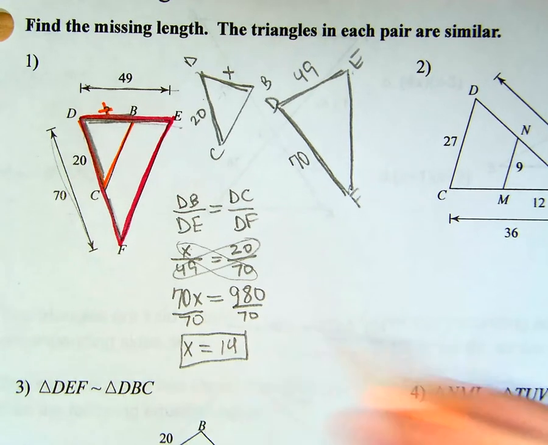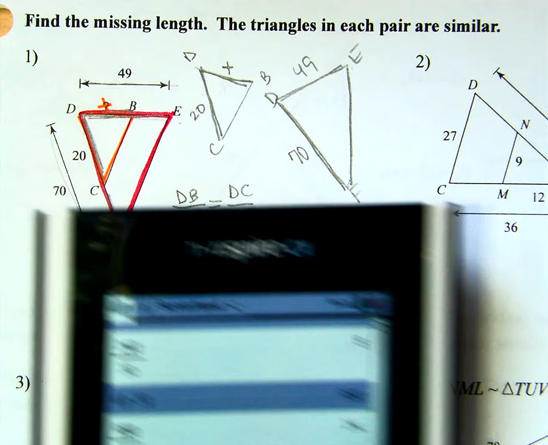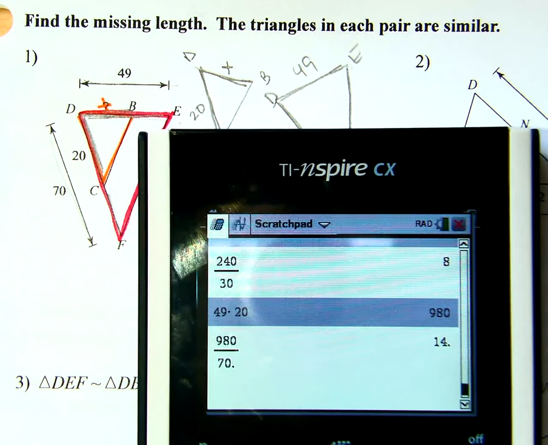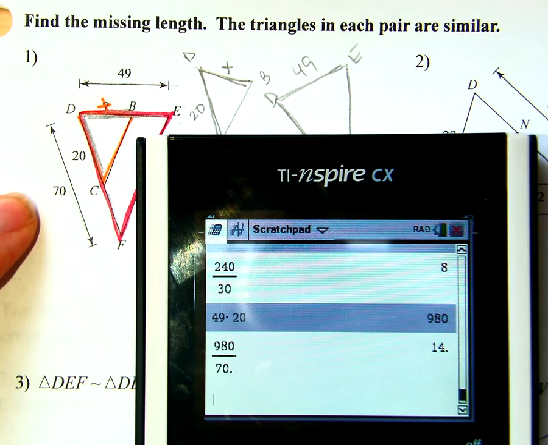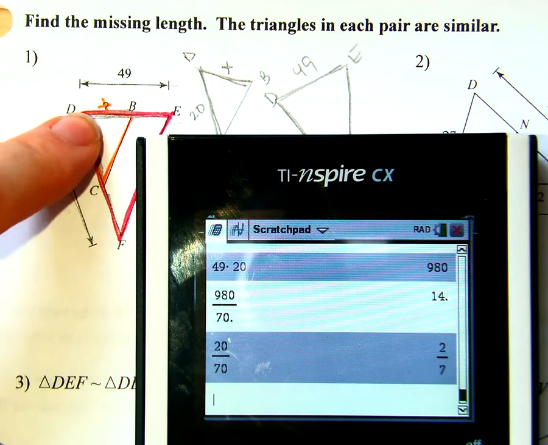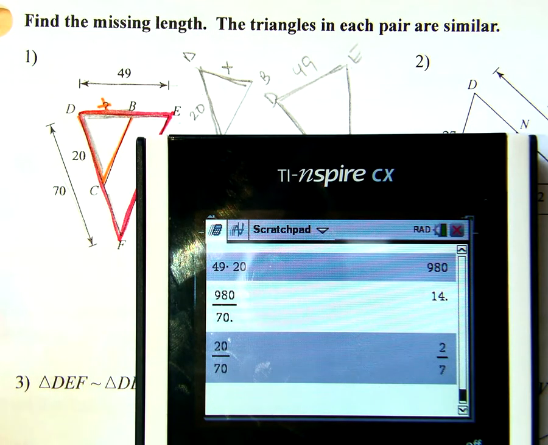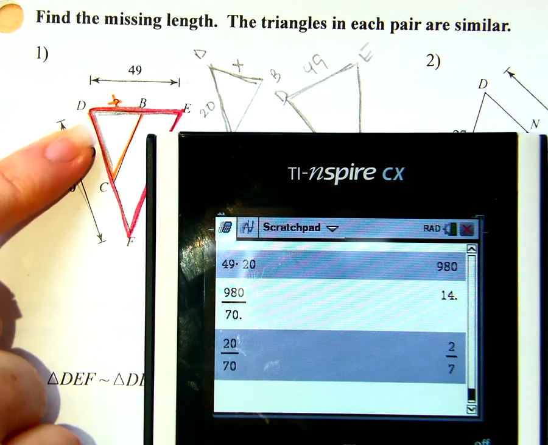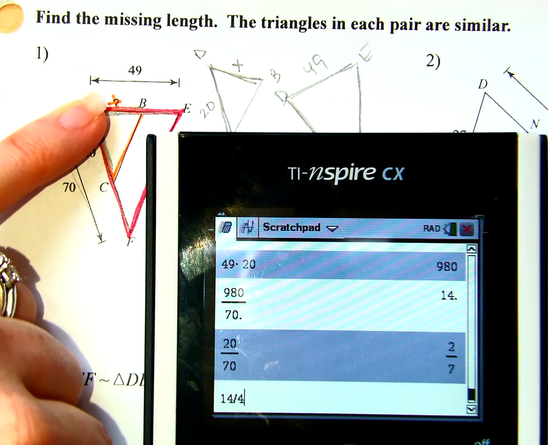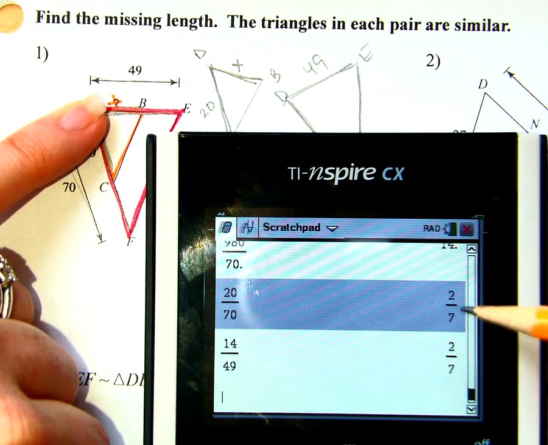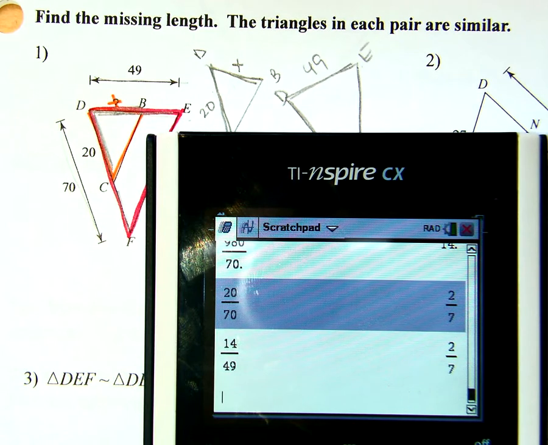And so I can check my proportional relationship here. So I can say 20 is to 70 as, and now I just found out that X is 14, so 14 is to 49, and I should get the same proportional relationship or scale factor, which in this case is 2/7. Okay?